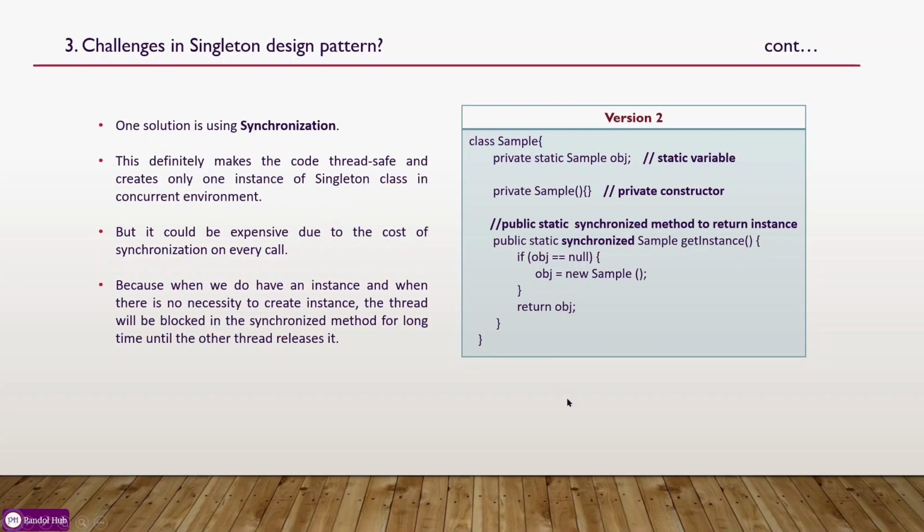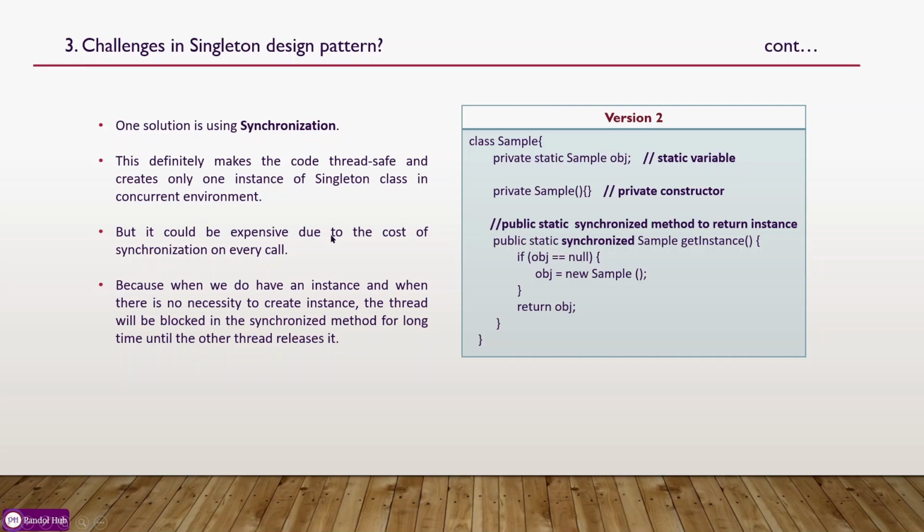So how could we avoid it? One solution here is using synchronization. We are very aware of it, right? This definitely makes the code thread safe and creates only one instance of the singleton class in a concurrent environment. When you make this method synchronized, it's one of the solutions for us because only one thread can access this method at a time. Since we added synchronized, this complete method becomes thread safe now.